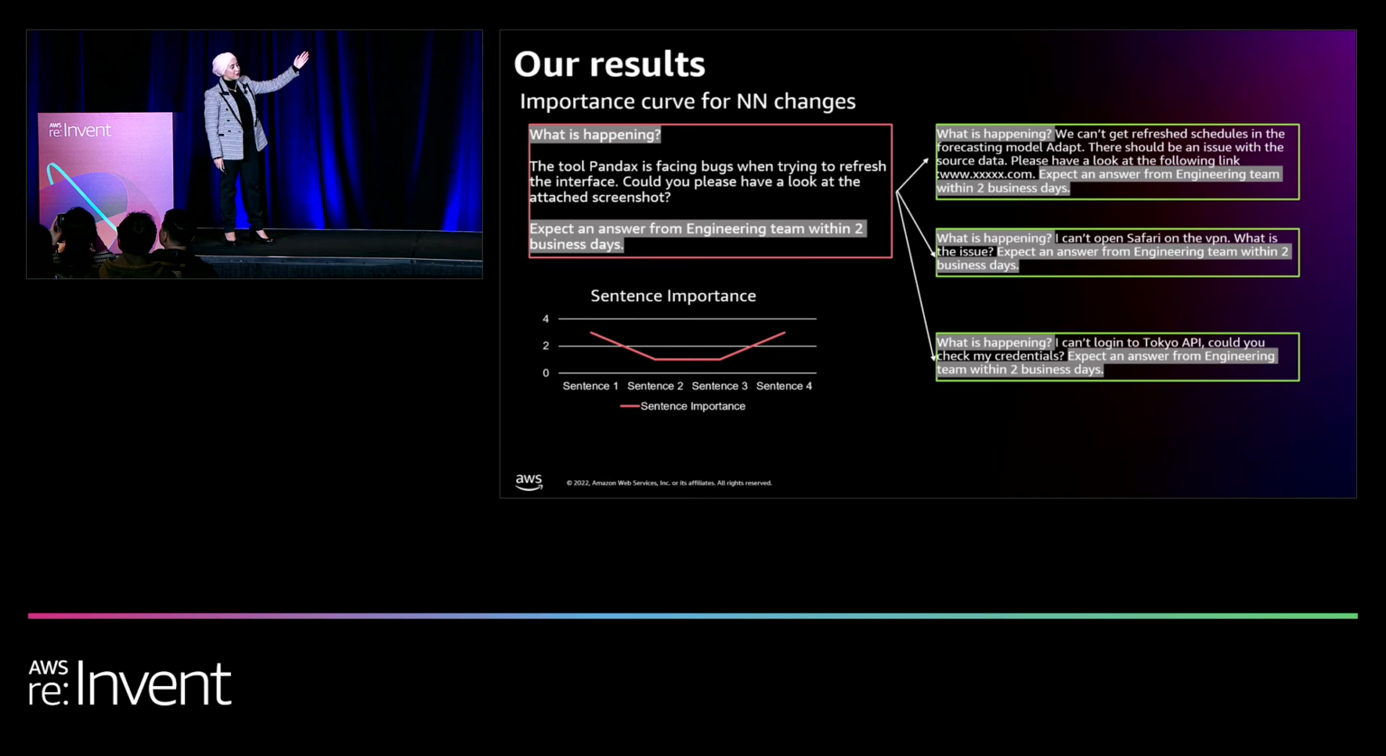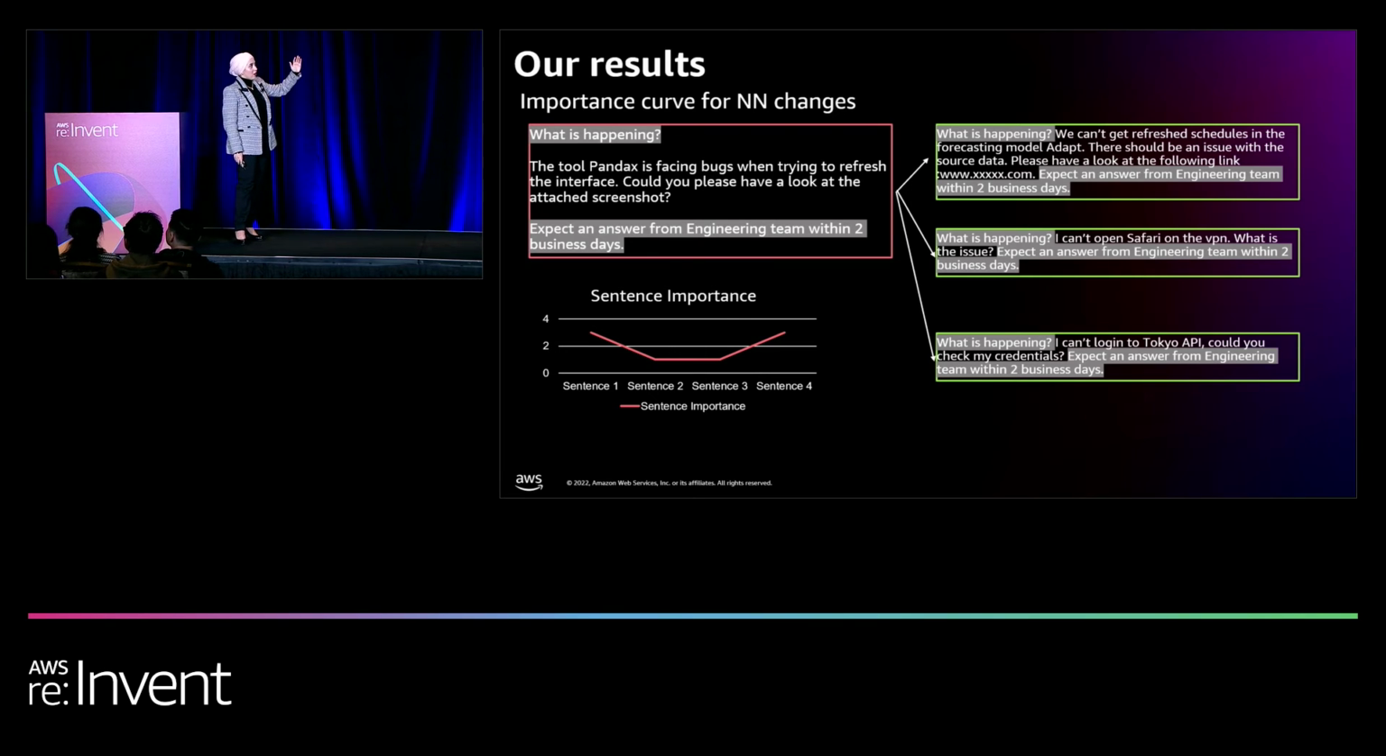Now let's look at the nearest neighbors. We see that the nearest neighbors, or the 3 nearest neighbors, are all beginning with the same sentence, what is happening? Finishing with the same sentence, expect an answer in 2 business days. And then the core information in every one of these tickets is different from the core information from the previous ticket. This we would portray in the importance graph, where we see that the first sentence and the fourth sentence were important in defining the nearest neighbors.